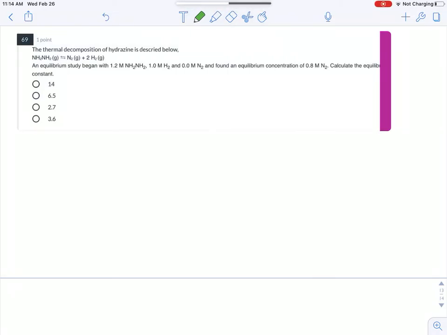Okay, alright, here we are again with more equilibrium questions. So we got hydrazine, nitrogen, and hydrogen all in equilibrium at a certain temperature, and we have these concentrations that are initially present. So we need to figure this out using an ice table. The equilibrium constant can only be figured out from equilibrium concentrations, not initial concentrations.